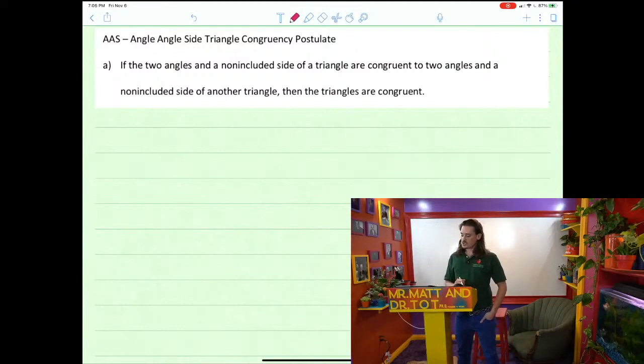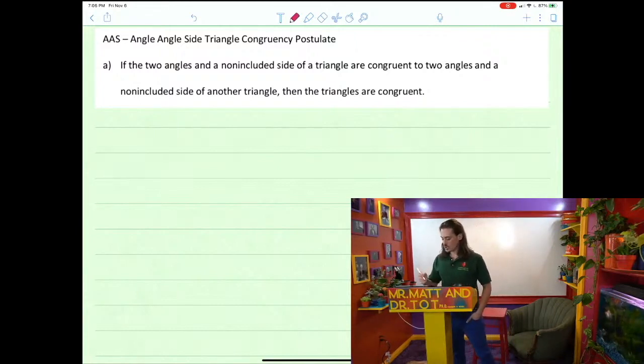The third postulate is angle angle side. So if two angles and a non-included side of a triangle are congruent to two angles and a non-included side of another triangle, then we can say that these two triangles are congruent to each other.